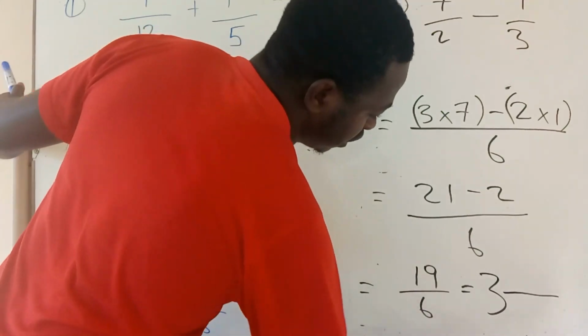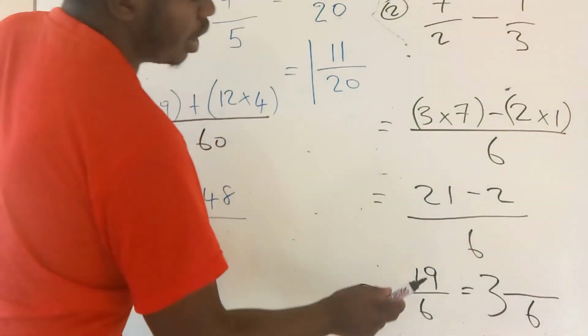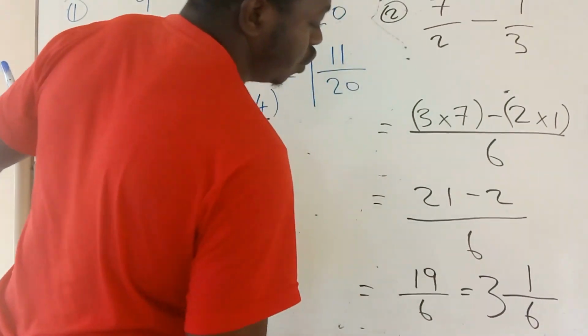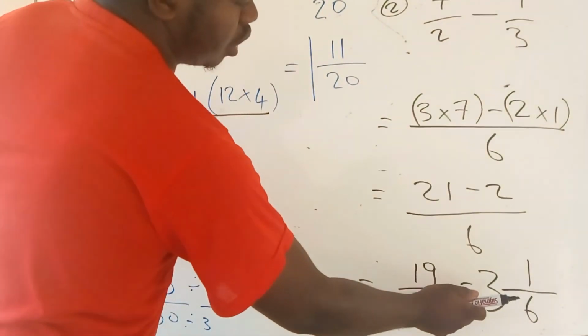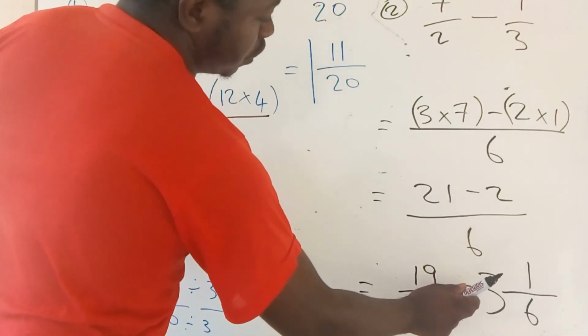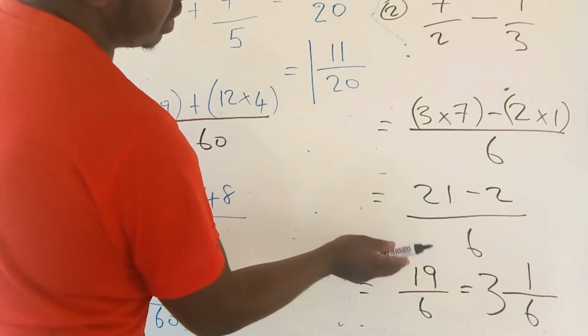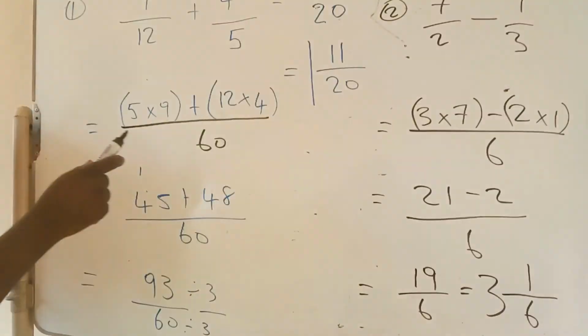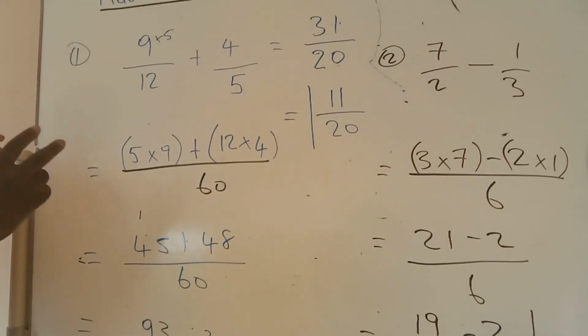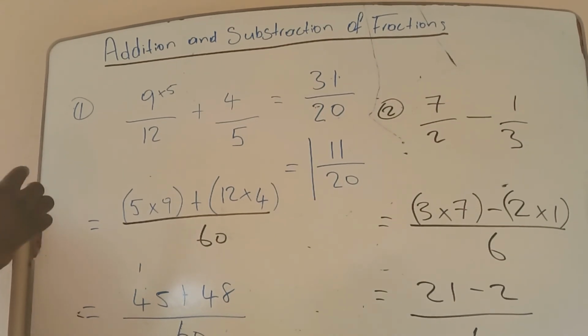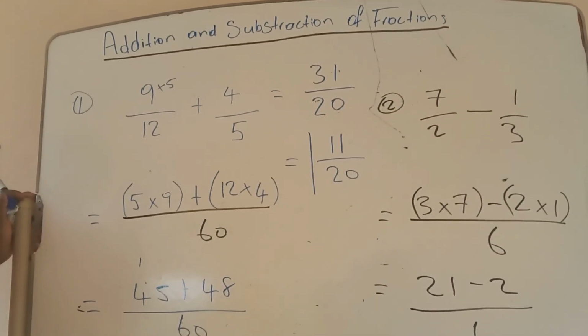Keep your denominator, which is 6. And how many is left? The answer is 1. You can just do a double check quick. 6 times 3 is 18, plus 1 is 19, which is the same thing as 19 over 6. And that's how you add and subtract fractions from different families, or what you call unlike denominators.